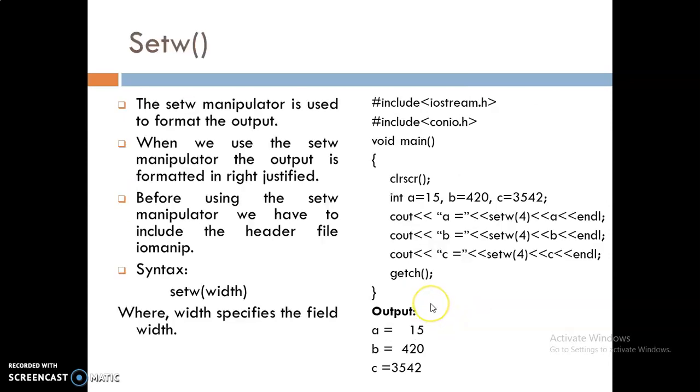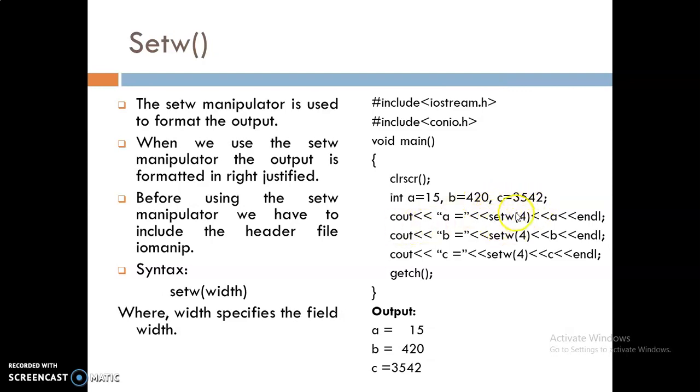Now the next is setw. Setw, that is we are setting the width. This is the syntax, setw and then width. Here you can see I have set the width as 4, 4 and 4, as the values are A is equal to 15, B is equal to 420 and C is equal to 3542.